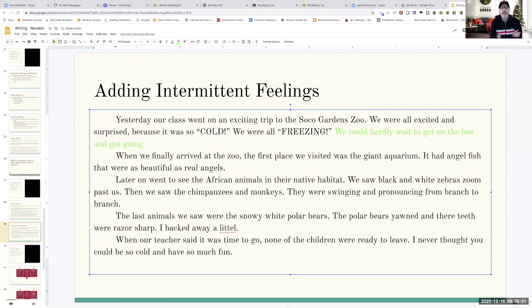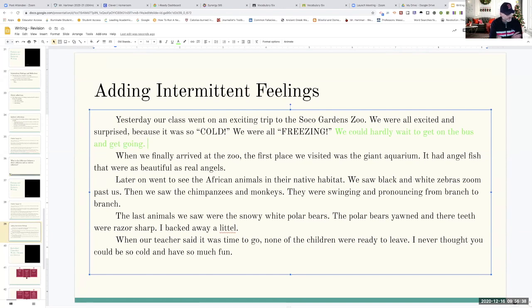So something that simple is adding a thought or a feeling to your piece. Is it super complex? Is it involved? Is it insightful? No, not really, but it gives you an idea of what we're trying to do as far as adding the narrator's thoughts or feelings. So yesterday, our class went on an exciting trip to the Soco Garden Zoo. We were all excited and surprised because it was so cold. We were all freezing. We could hardly wait to get on the bus and get going. Okay, so that's one example.